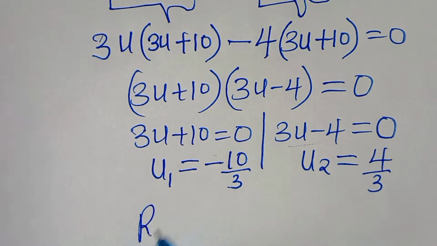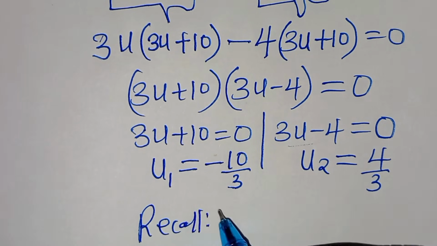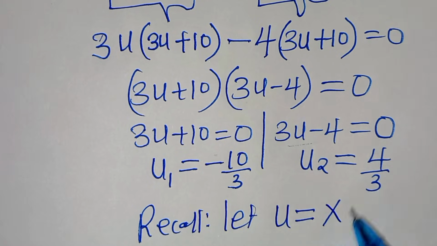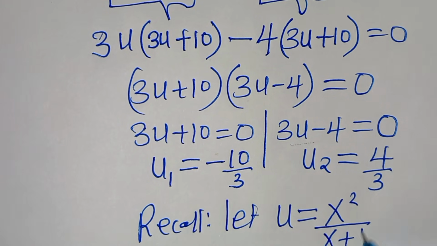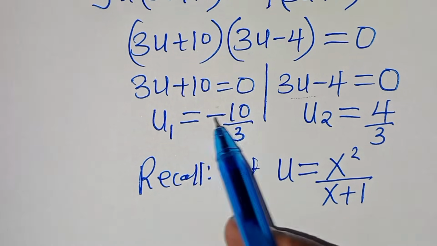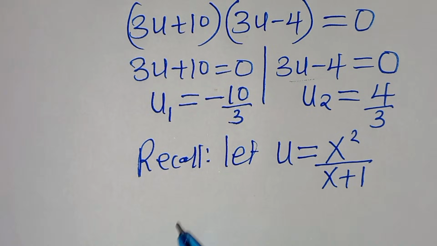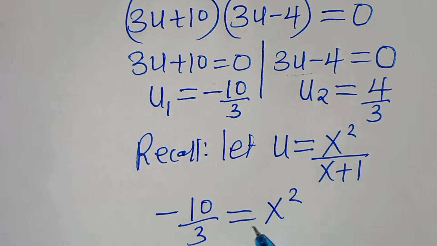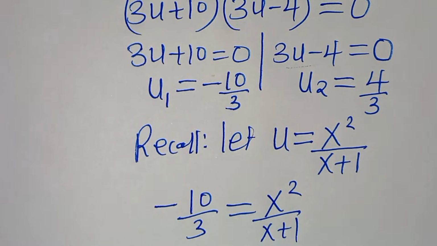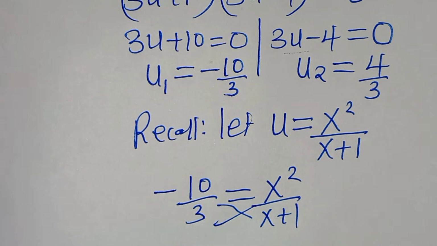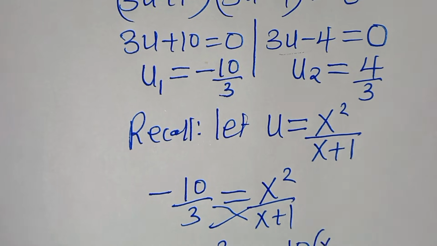Now, if you recall, we have seen that let u be equal to x squared divided by x plus 1. Now we can proceed to solve for the values of x here. Let's start with u1, which is minus 10 over 3. So now we have minus 10 over 3. This is equal to x squared over x plus 1. So let's cross multiply here, so that now we have 3x squared. This is equal to minus 10 multiplied by x plus 1.